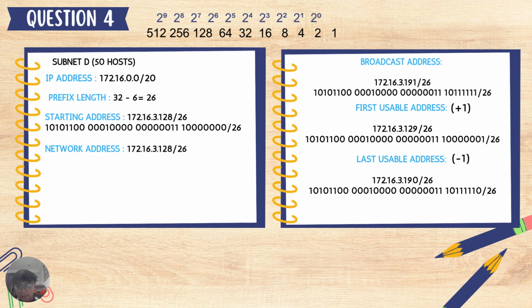As we know, for the first usable address we need to add 1 to the network address, so we get 172.16.3.129/26. And for the last usable address we need to subtract 1 from the broadcast address, which gives 172.16.3.190/26.